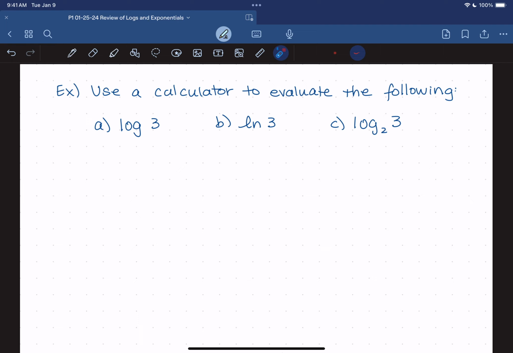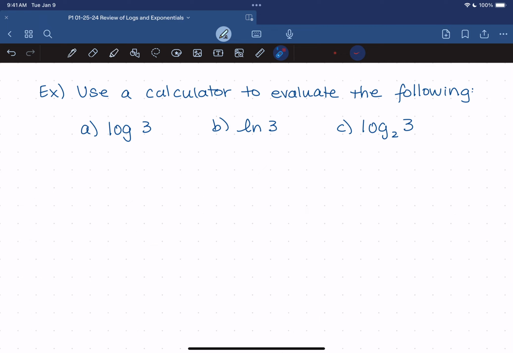So let's use a calculator to evaluate the following. Okay, if we take a look at the first one, it says log of 3. There is no base written. So remember, that means that there is an invisible base 10. Now, if you take a look at your calculator, there is a button that says log, but there is no base written on that button. That's because that button is specifically for log base 10. It's a common log button.